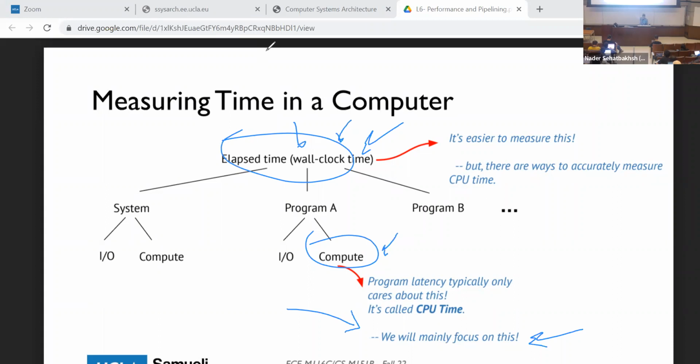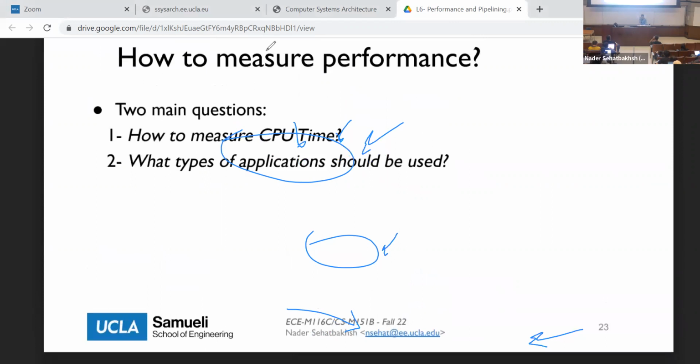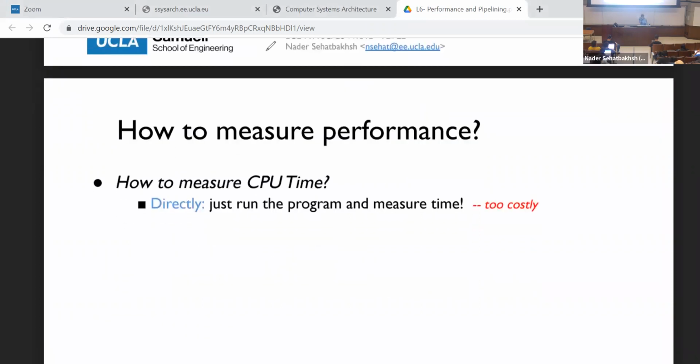So let's see how from here we can get to here. In order to do that, first of all we need to understand how the CPU time can be measured. And the second thing is, if you're saying that, for example, this application has this amount of time, what is the generic and average behavior that we need to measure? Should we just randomly select some applications and run them on our hardware, or should we be more systematic and think about a more efficient way? So let's answer these two questions.